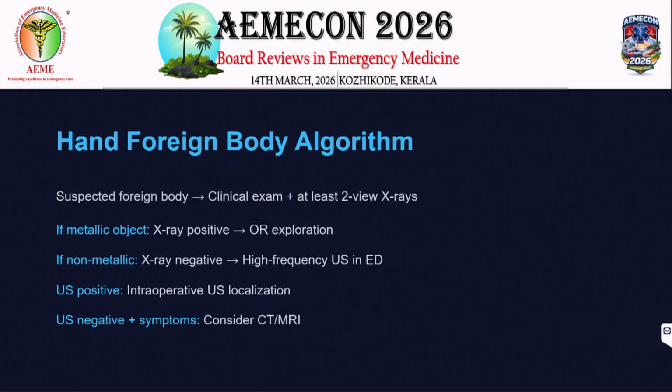So suppose there is a patient who is having a foreign body in the hand. So what can you do? You are suspecting a foreign body. You first of all do a clinical examination and try to find out where it can be. You take 2 views of that particular limb. If it is a metallic object, the X-ray will be positive for it. So based on the depth, you can ask for an exploration or an OT exploration for the foreign body. If it is a non-metallic foreign body, it won't be seen on X-ray.